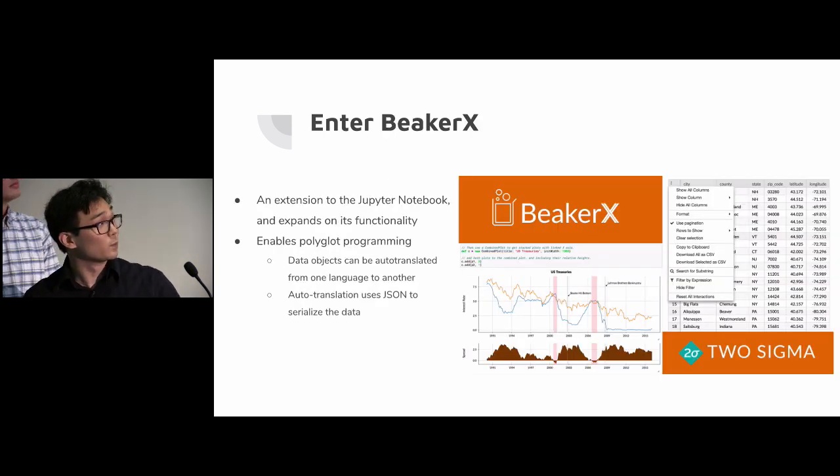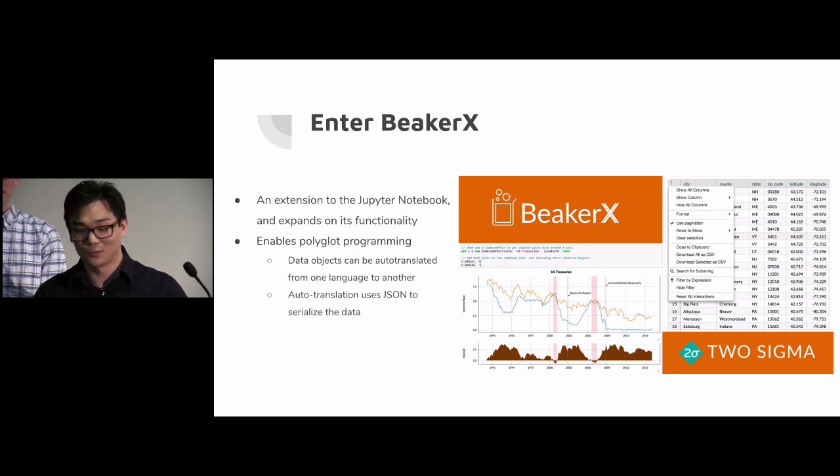And this is where 2 Sigma's BeakerX comes in. BeakerX is an extension to the Jupyter Notebook, expanding on functionality that Jupyter lacks, most notably being unable to program in multiple languages. BeakerX enables polyglot programming, allowing multiple languages to be written to capture additional functionality and libraries not available in a single language.